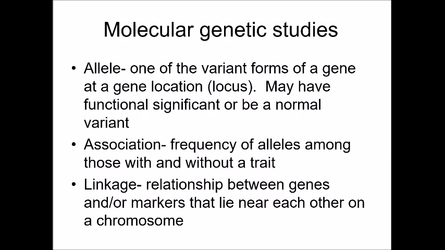All right, now we're going to get into molecular genetics itself. So allele is just the variant forms of a gene at a gene location. It can just be a normal variant or can have functional significance. When we say it's associated, we mean that those people who have the disease have a certain allele that travels with that disease or is associated with that disease. And then finally, linkage means we know that it moves from one generation to the next.